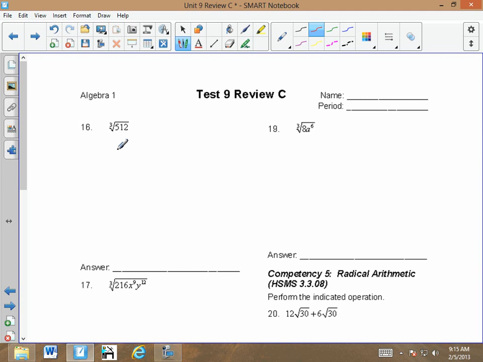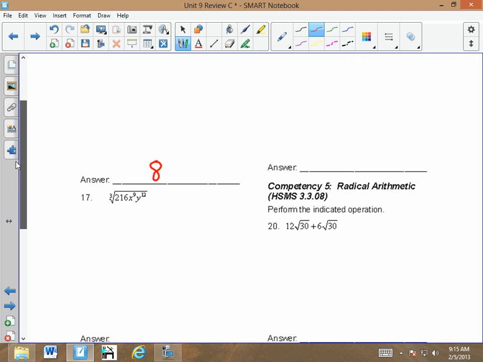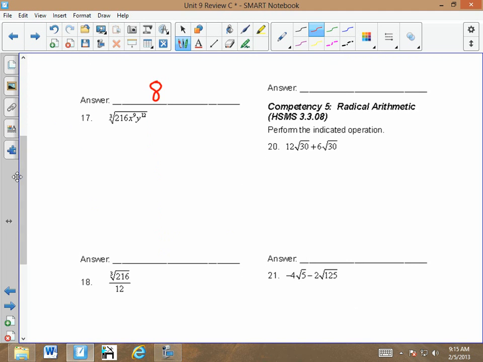Now I'm going to check to see if 512 is a perfect cube. I don't believe it is. But I check in my calculator. Oh, it is. It's 8. 512 is a perfect cube of 8. So check in your calculator before you do any factoring. See if it's a perfect cube. So let me check to see if 216 is a perfect cube. It is. The cube root of 216 is 6.